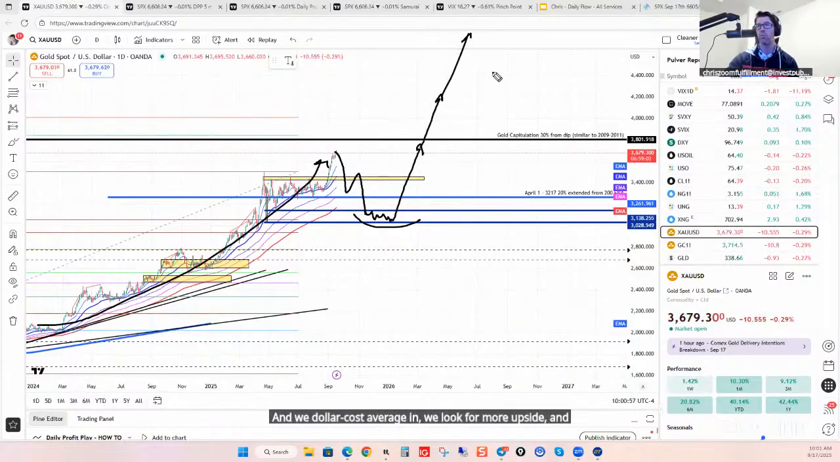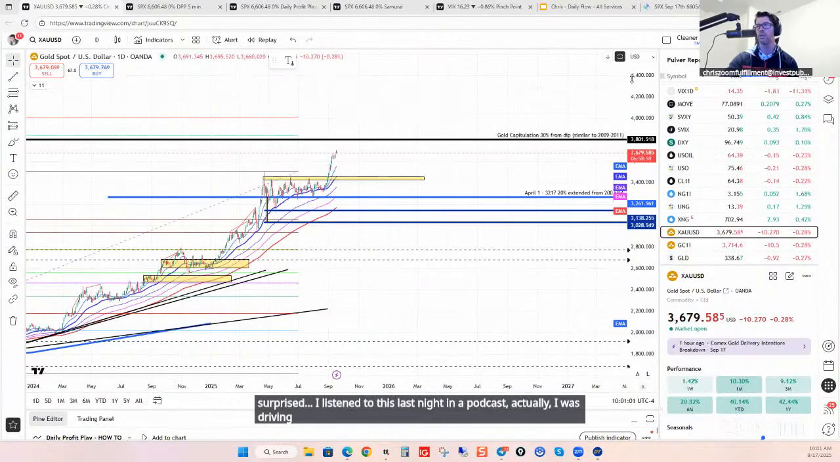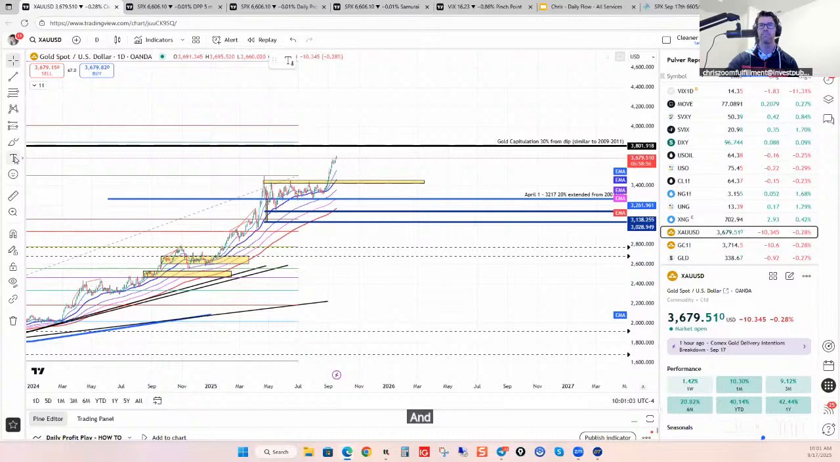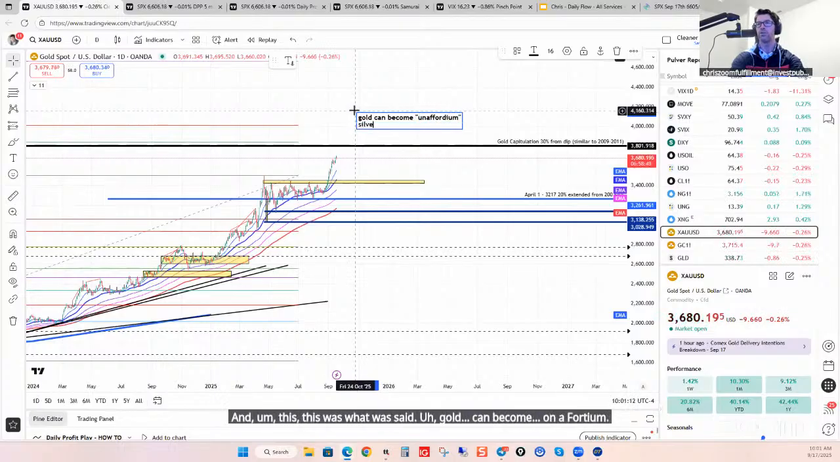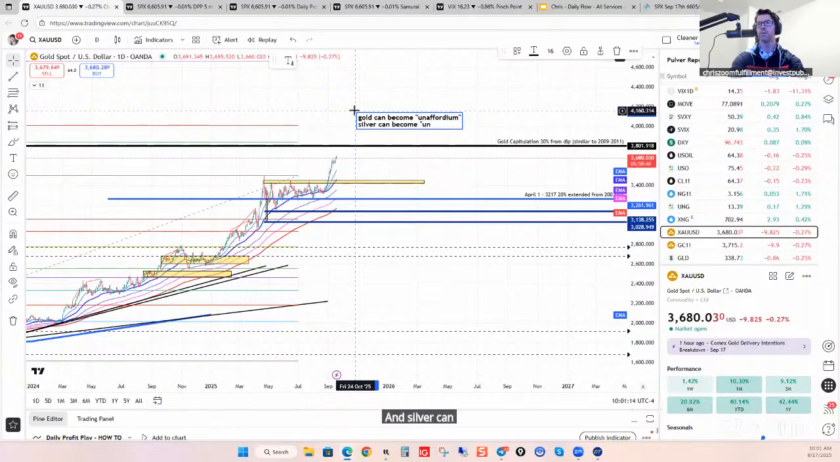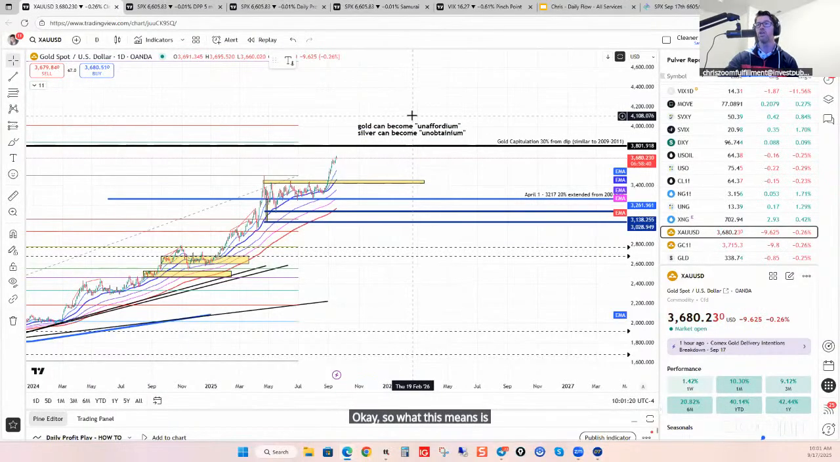And I wouldn't be surprised. I listened to this last night on a podcast. Actually, I was driving about an hour home last night. And this was what was said. Gold can become unaffordium and silver can become unobtainium. Okay, so what this means is gold could become so expensive that nobody can afford to buy it.